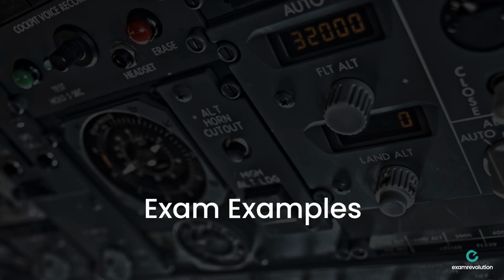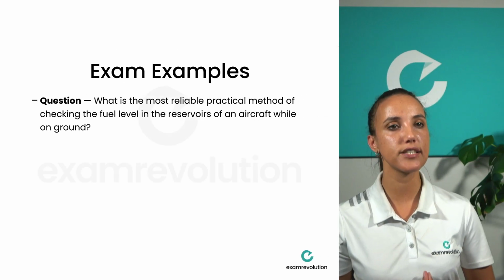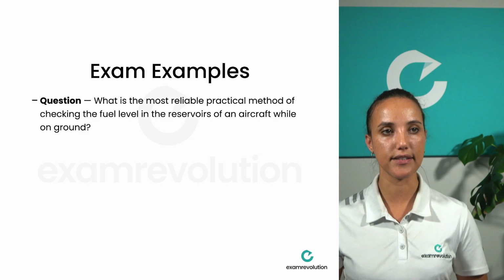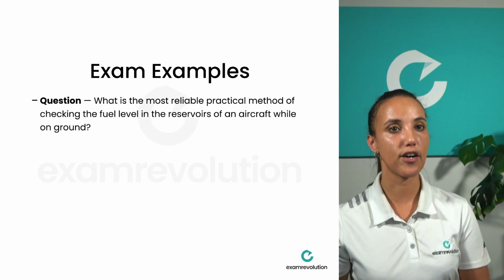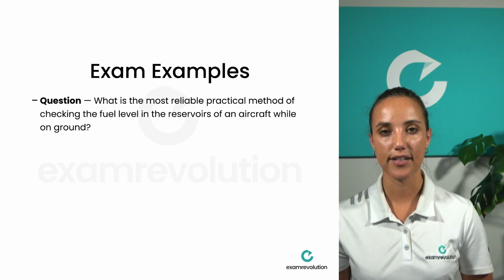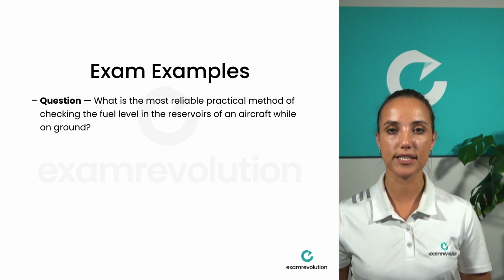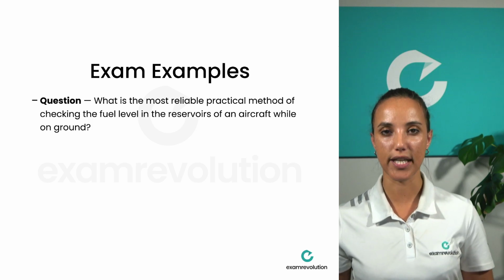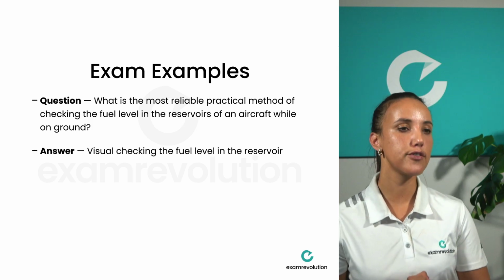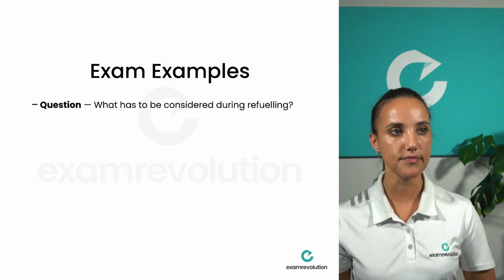Let's now have a look at a few exam examples. What is the most reliable practical method of checking the fuel level in the reservoirs of an aircraft while on the ground? We said the most reliable is visually checking the fuel, and that's either by looking inside the tanks that it's full or using a dipstick and then comparing it to your fuel gauges. So the answer that they're looking for is visually checking the fuel level in the reservoir or the tank.